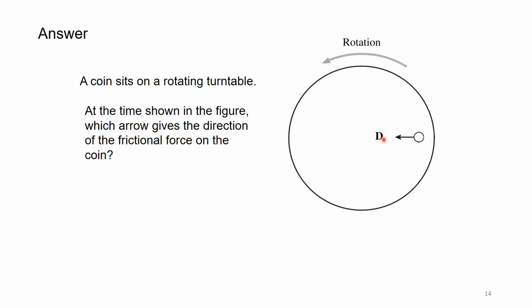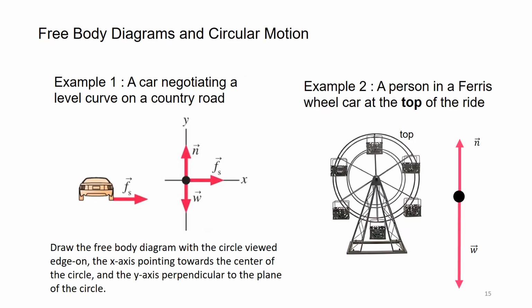So we have this. The friction acting on the coin points to the left towards the center, option D. Then we have more examples. So in example 1, a car is traveling on a horizontal surface, and it's curving on a country road. We have two pictures of the car.